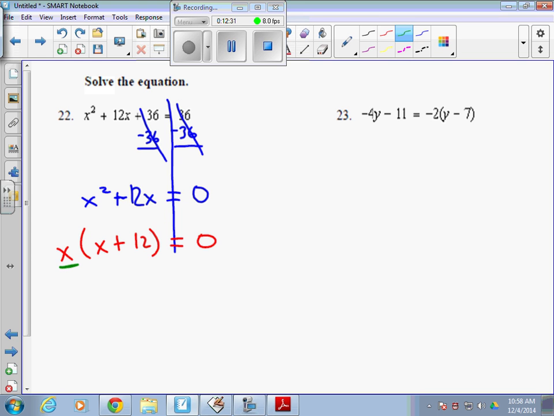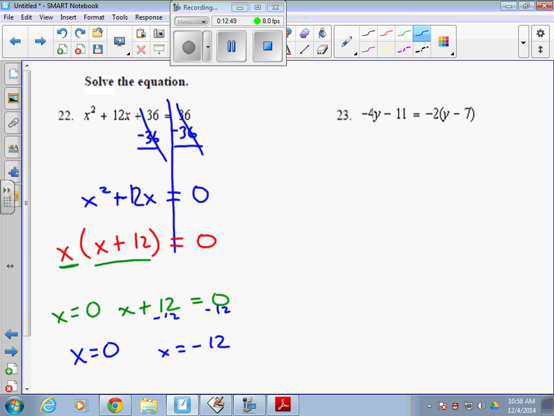This is saying either x is equal to 0, and x plus 12 is equal to 0. So again, x is 0, and when you subtract 12 on both sides, x is equal to negative 12. If you plug either one of those numbers in, you'll have a true statement, 0 and negative 12.